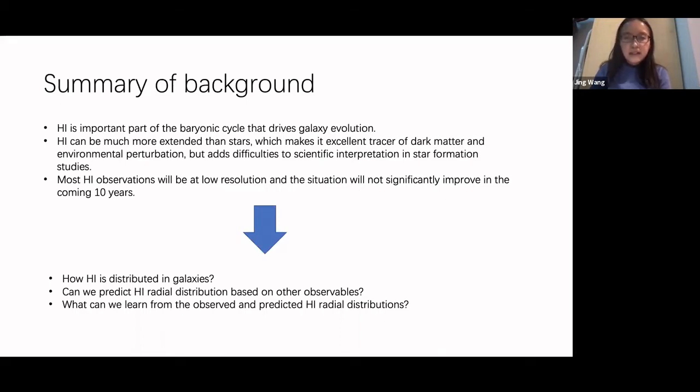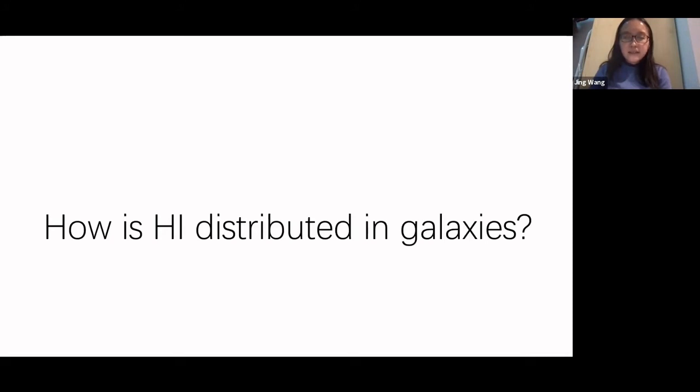And the questions I'm trying to address in the rest of this talk include: firstly, how is H1 distributed in galaxies if we have a well-resolved map? Secondly, can we predict the H1 distribution based on other observables and based on the knowledge we gain from the well-resolved map? And thirdly, what can we learn from the observed and predicted H1 radial distributions? Now let's start with how H1 is distributed in galaxies.